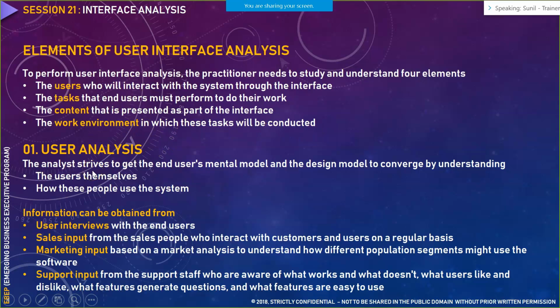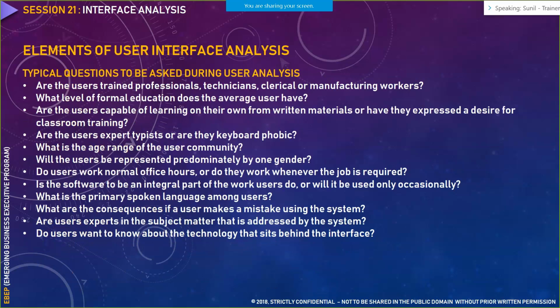Now, when we do a user analysis, we tend to identify who the users are and how these people would use the system. Here we can gather information like user interviews. How we can do user analysis is that we can conduct interviews, we can take some sales input, some marketing input, some support input. Depending on the category of the user, we have to collect some information as a business analyst so that we do our user analysis completely and diligently.